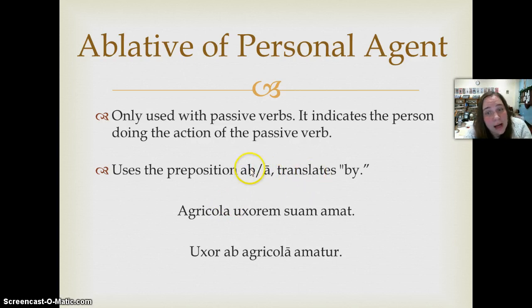I know you're used to ab or a translating as from or away from, but when used as an ablative of personal agent, it translates by. Now let me give you an example of how this works.